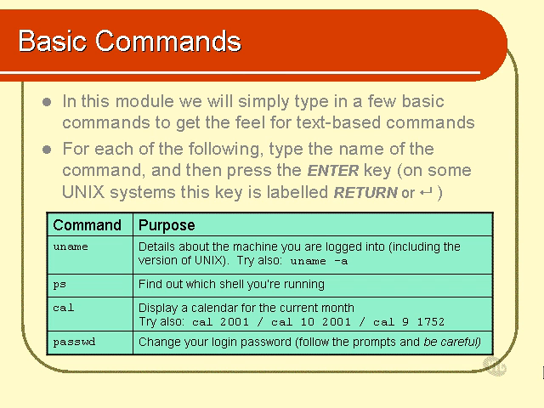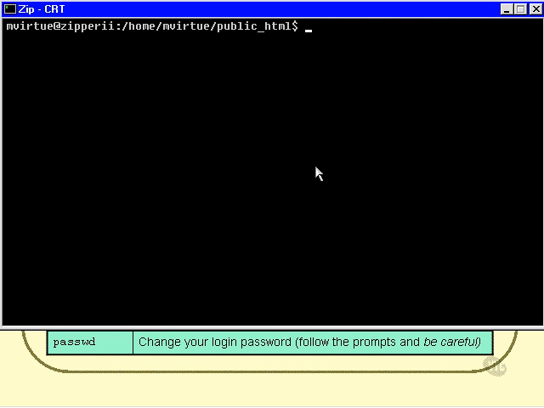The first is uname, which details the machine that you're currently using. It gives you details about that particular machine, including the version of Unix that you're running. So let's try that. Here I am back in my zip account, and I'll now type in uname, and I find that I am running Linux.